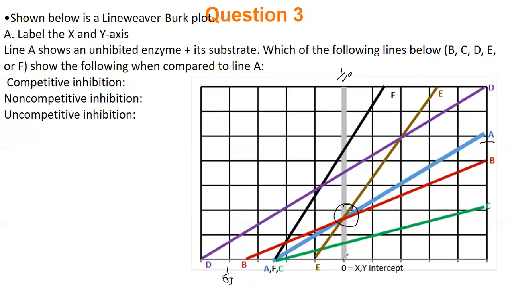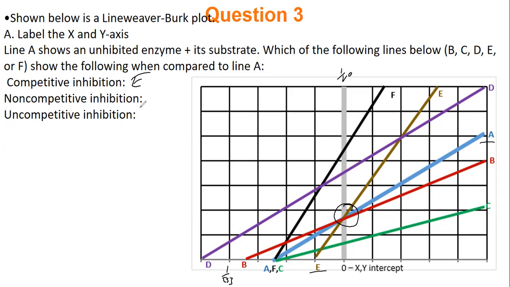All right. And the next thing about competitive is that Km will increase. And remember, these are reciprocal axes. So if something increases, it's getting closer to 0. So E is getting closer to 0 while B is moving farther away. So the competitive inhibitor to A here is E.